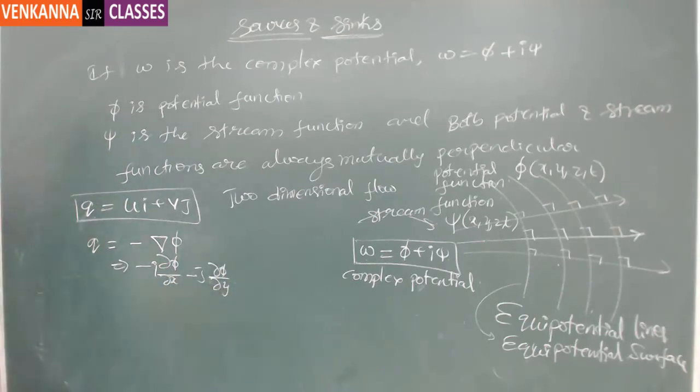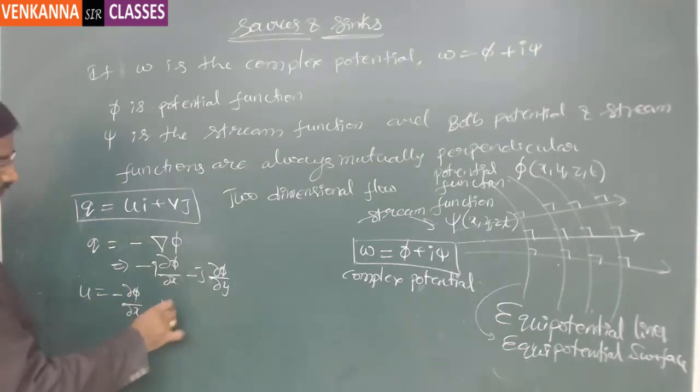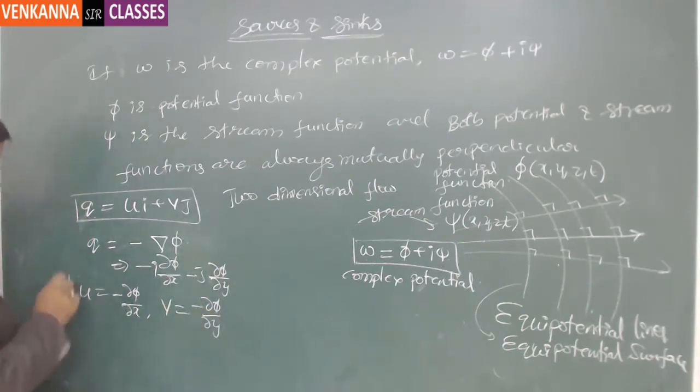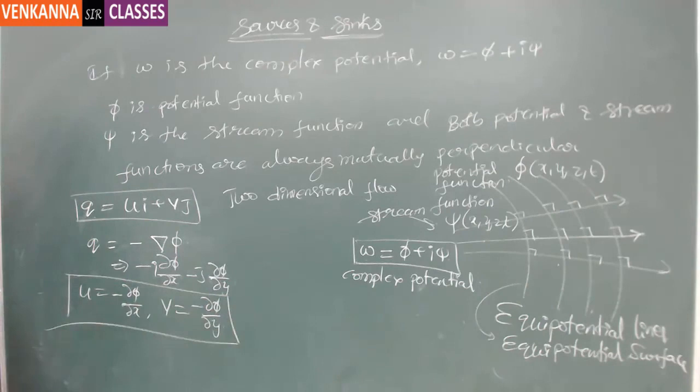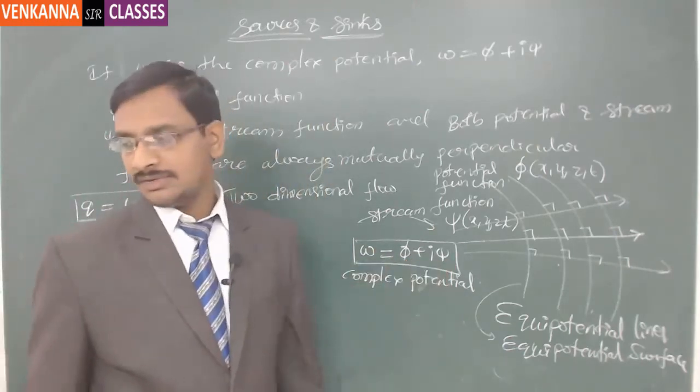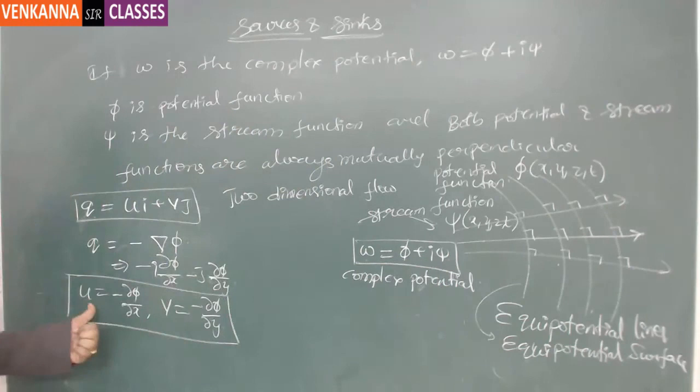Which essentially means that u is equal to minus dou phi by dou x, and v is equal to minus dou phi by dou y. Now these are the components of the velocities along the x direction and along the y direction. Now here in case of complex potential, phi and i psi is there. What we have got is u equal to minus dou phi by dou x and v equal to minus dou phi by dou y.